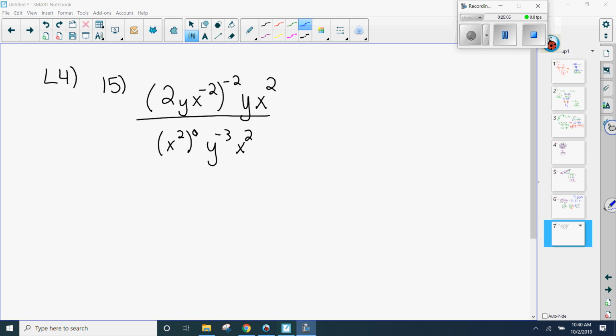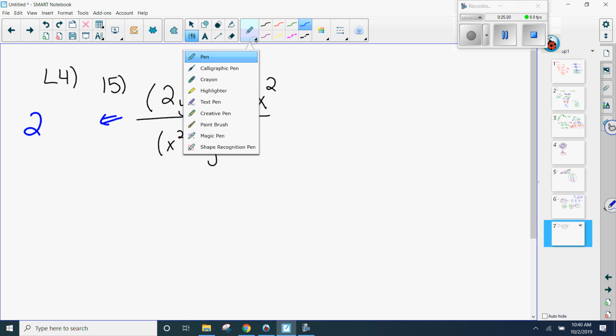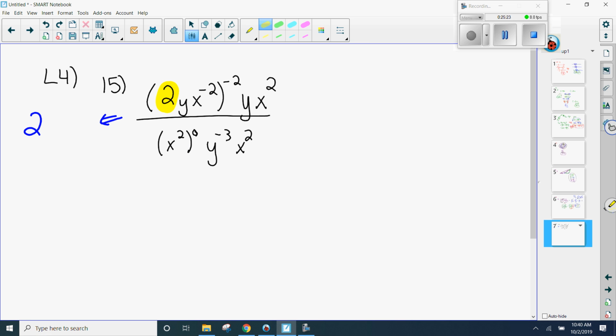Okay. Look at the numbers. What do you notice about the numbers? I'm going to put the numbers over here. Okay, if we look at the numbers, I just have a 2, but this 2, here's the only number I have. The rest are variables. That 2 is being raised to this power, right? So as I calculate it, I'm going to have 2 to the negative 2, which has a value of what? 1/4. 2 squared is 4, put it in the denominator. So my answer will have a 4 in the denominator.